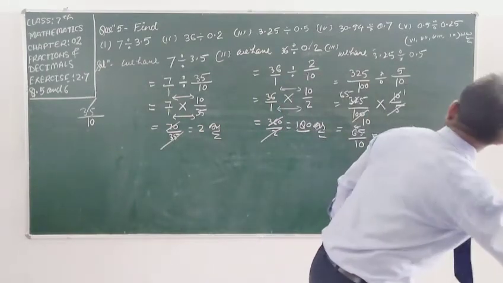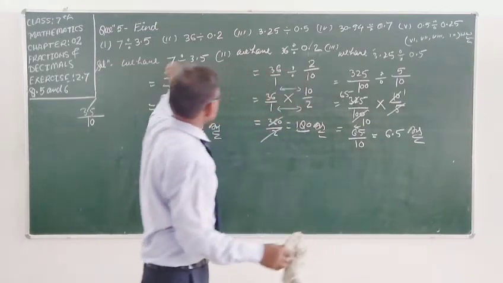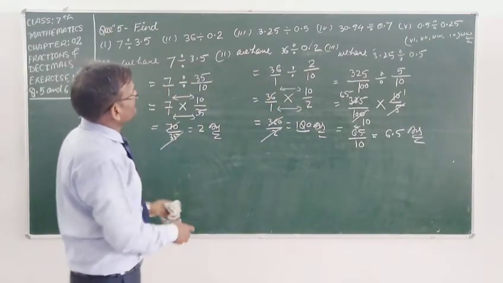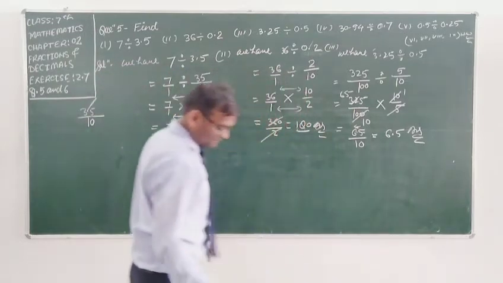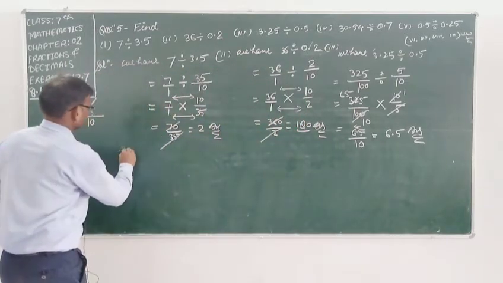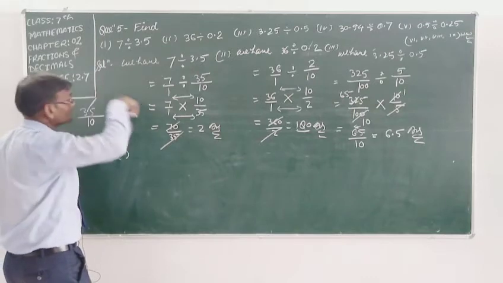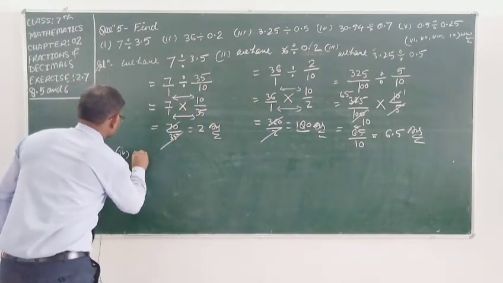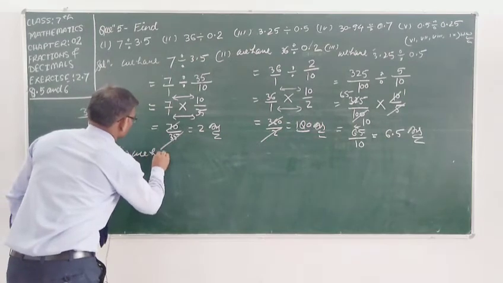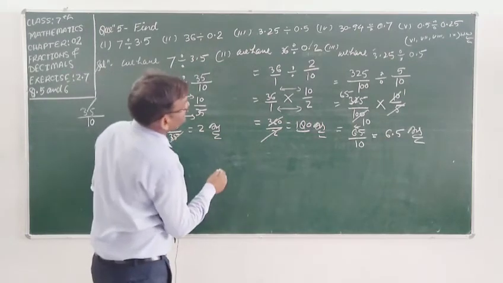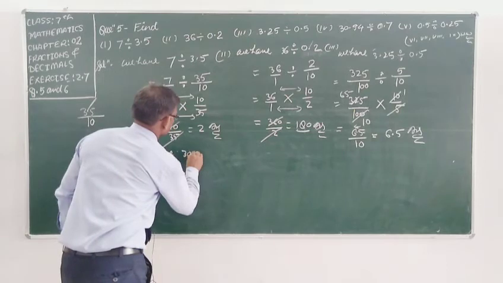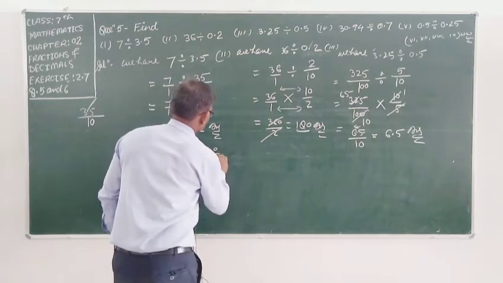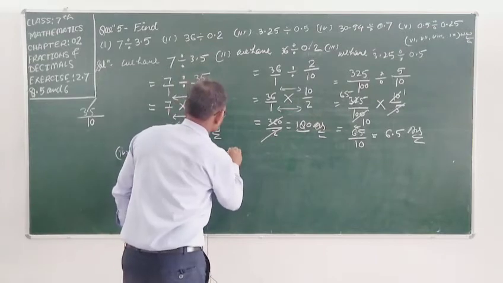So student, I hope you have understood parts first, second and third. So I am going to solve part number 4. Part number 4 student, I am doing here. We have 30.94 divided by 0.7.